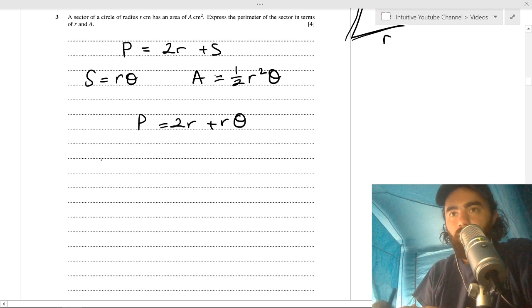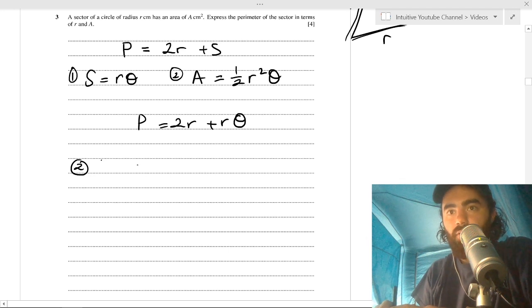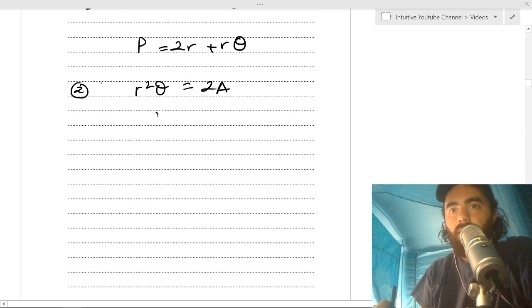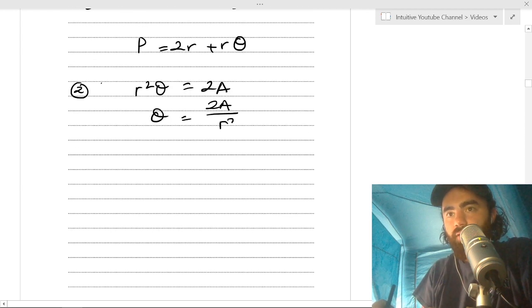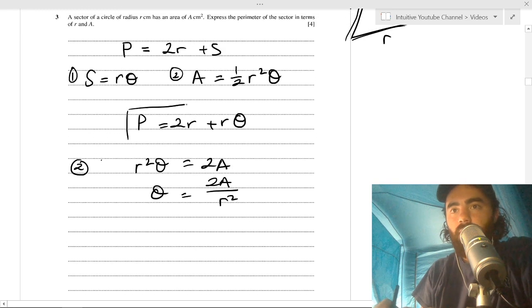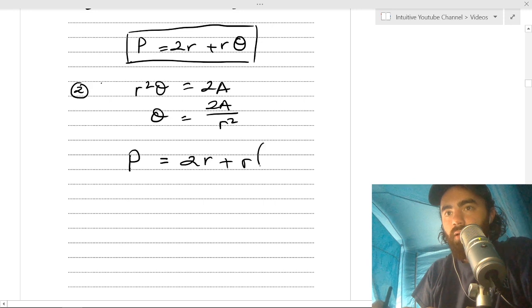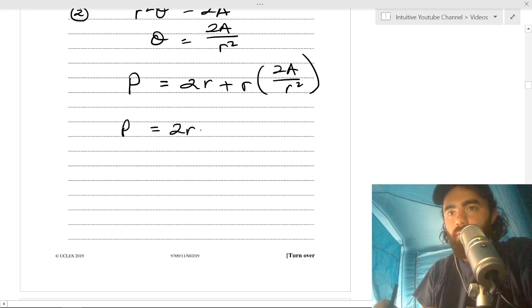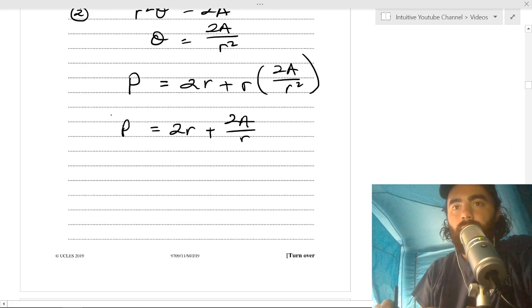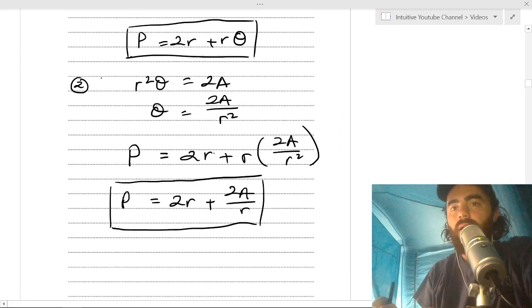Let's call these 1 and 2. From 2, we can say r squared theta over 2 equals a, so I've just multiplied by 2: r squared theta equals 2a. Then theta equals 2a over r squared. Now if we substitute this in, p equals 2r plus r times 2a over r squared. So we get p equals 2r plus, and then r and r will cancel, 2a over r. And that is your perimeter in terms of r and a.